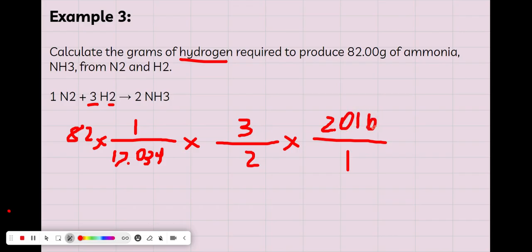So when we multiply 82 times 3 times 2.016 divided by 17.034 divided by 2, you are going to get about 14.56 grams of H2. Now this number might vary because of how you rounded your numbers. Different periodic tables give you slightly different molar masses. So for oxygen, instead of saying 15.9999, they just say 16. And so that would leave your answer off by a little bit.